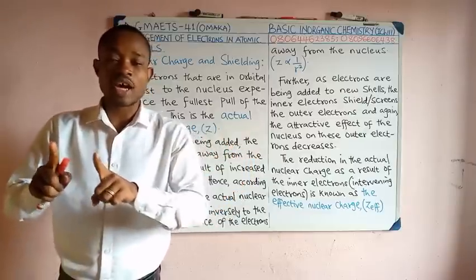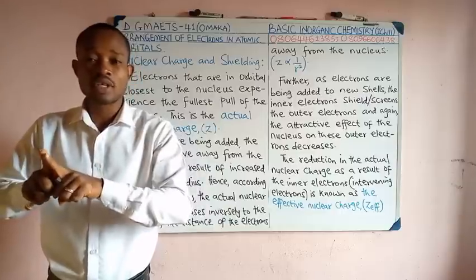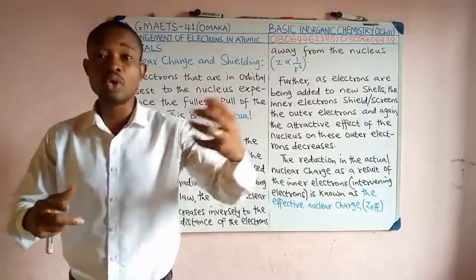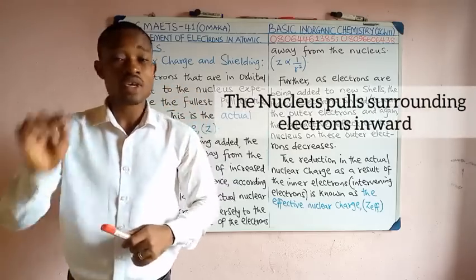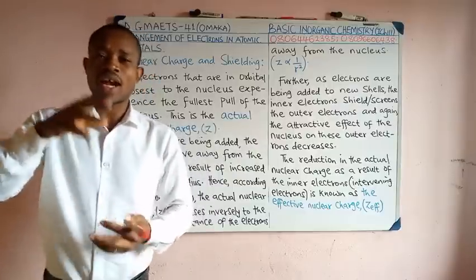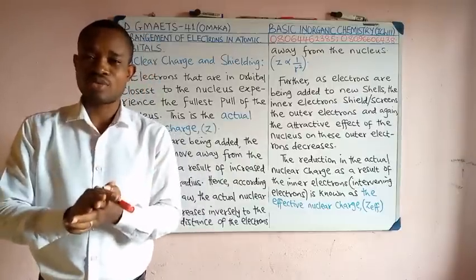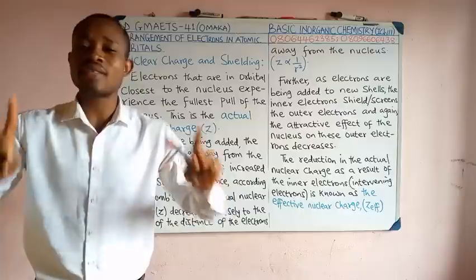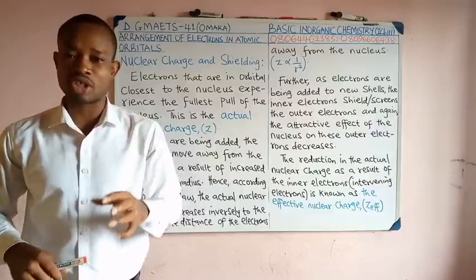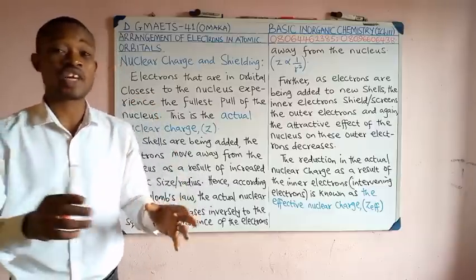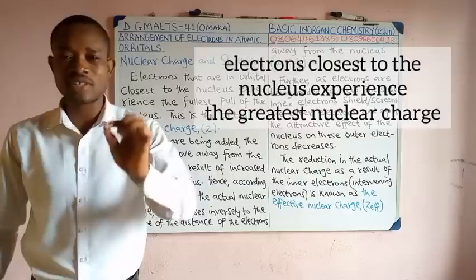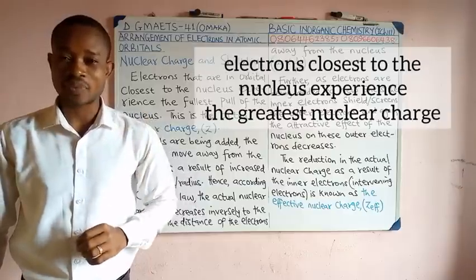Of course, we know that unlike charges attract. So if you have negative and positive, there will be this attraction. Generally, the nucleus pulls inwardly on the electrons surrounding it. Those orbitals that are closest to the nucleus feel the fullest nuclear charge of the nucleus. They feel the complete force of attraction of the nucleus, which means any electron on these orbitals closest to the nucleus will experience the greatest nuclear charge.